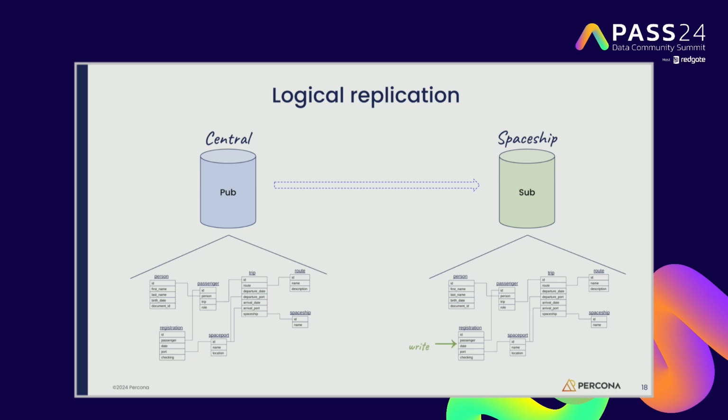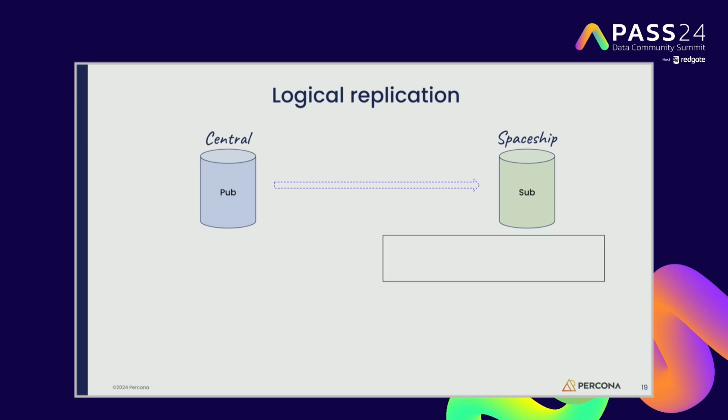Okay. There's one important detail about logical replication, and not just the way we did it, but in general. The problem is, the first time I try to check out a passenger in my spaceship, it's going to fail because of a duplicate key on my registration table. Remember, I used an auto-increment key, which is a serial. And one characteristic of logical replication is that you replicate all the data inside the table, but you do not replicate other things like sequences.